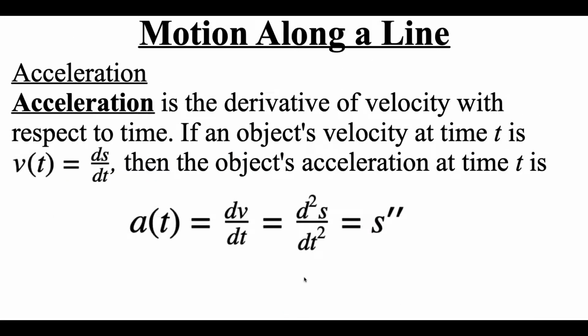Now, acceleration is the derivative of the velocity with respect to time. So if we know that an object's velocity at a time t is v of t, or ds/dt, then the object's acceleration at a time t is a of t, which would be dv/dt, or we could say that's the second derivative of s with respect to time. So we could say that's s double prime.